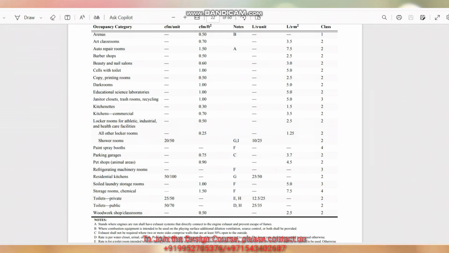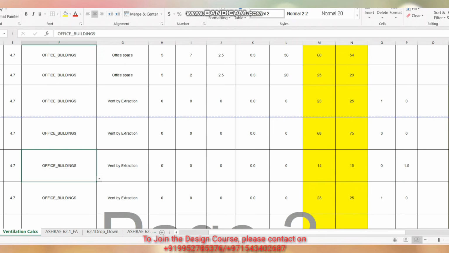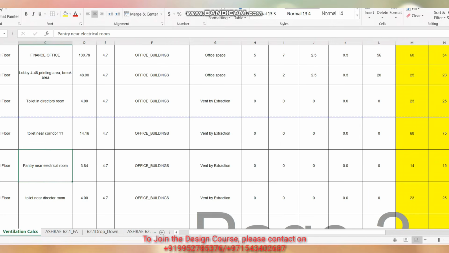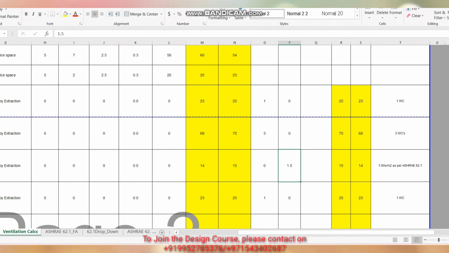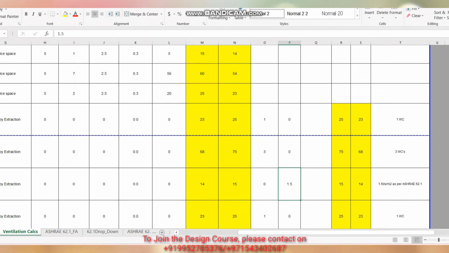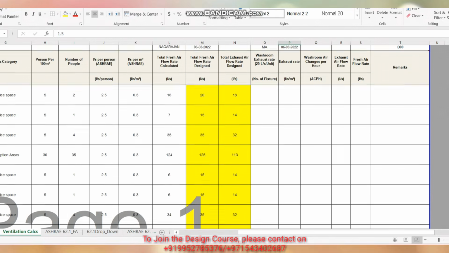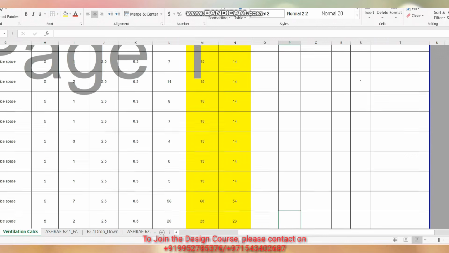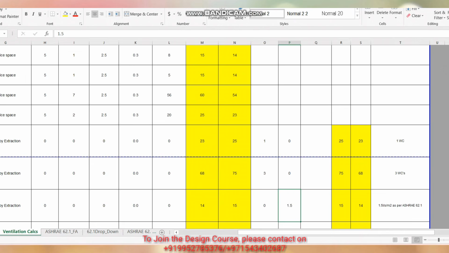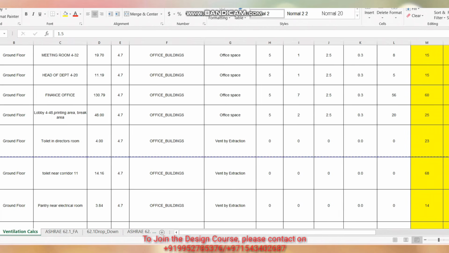So what we have to do is go to this office building. The location is pantry near electrical room. Moving further, you can see I have entered 1.5, because, as I told you, this is liter per second per meter square. That is the reason I have entered 1.5 liter per second per meter square. We have to consider this value, and you have to provide the remarks also for the reviewer's clear understanding. On this side I have entered the area, 3.84 meter square.